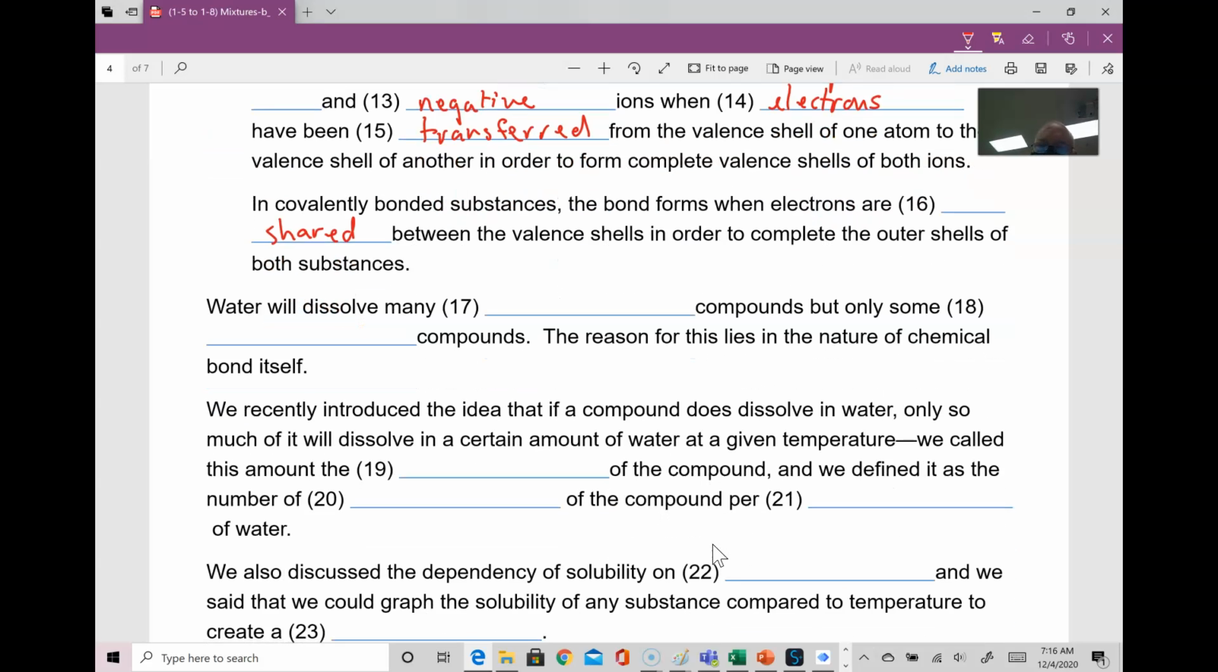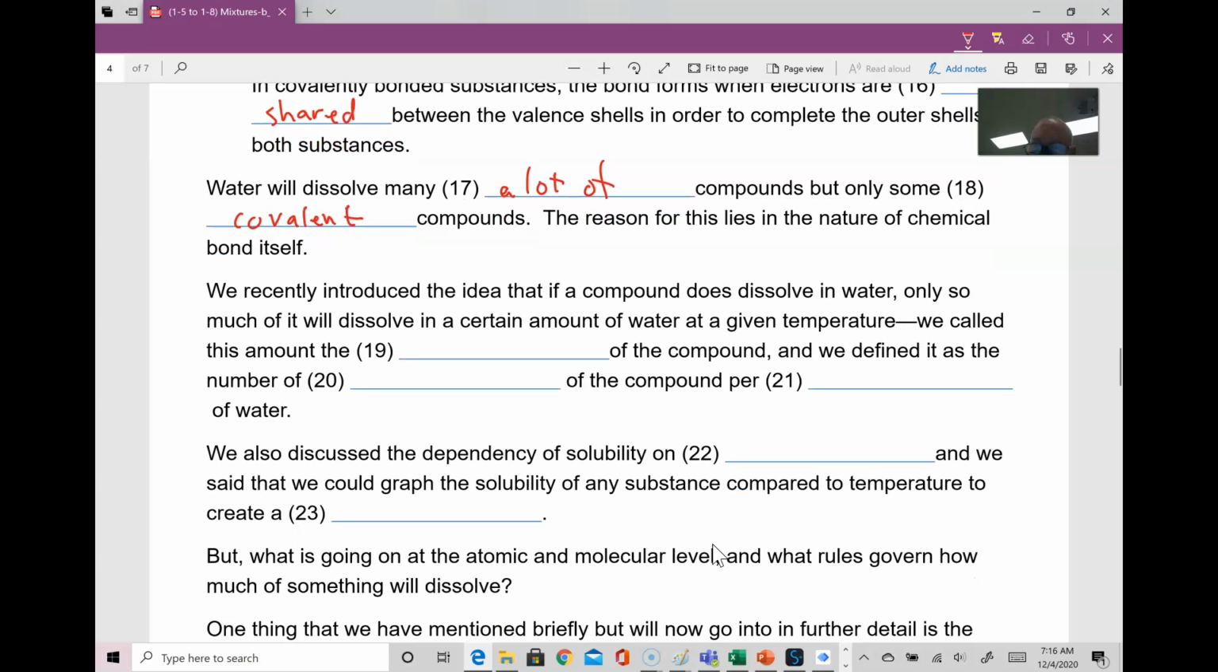Water will dissolve many ionic compounds, but only some covalent compounds. And the reason for this lies in the nature of the chemical bond itself. We recently introduced the idea that if a compound does dissolve in water, only so much of it will dissolve in a certain amount of water.